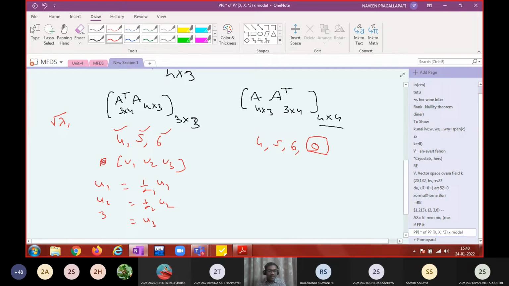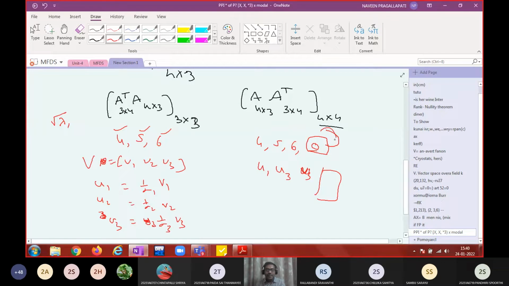So this is nothing but what? This is denoted with V, with V1, V2, V3. Then you will get U1, U2, U3. You put them here, but one more column is left out. That column vector you find by finding the eigenvector corresponding to 0.